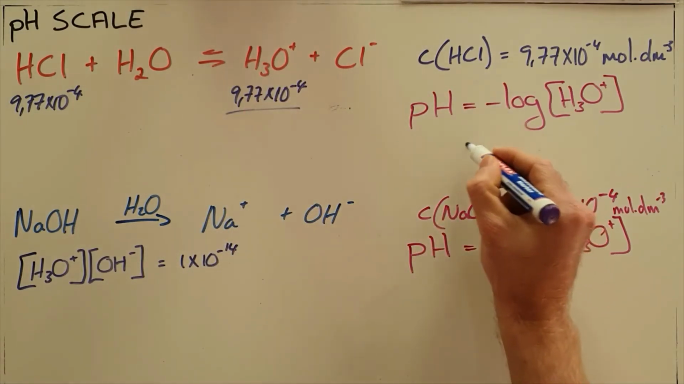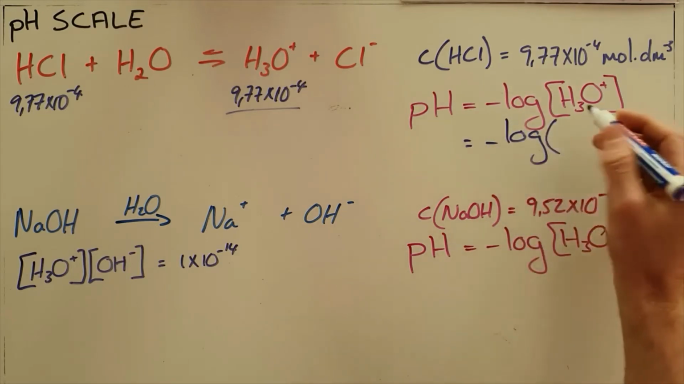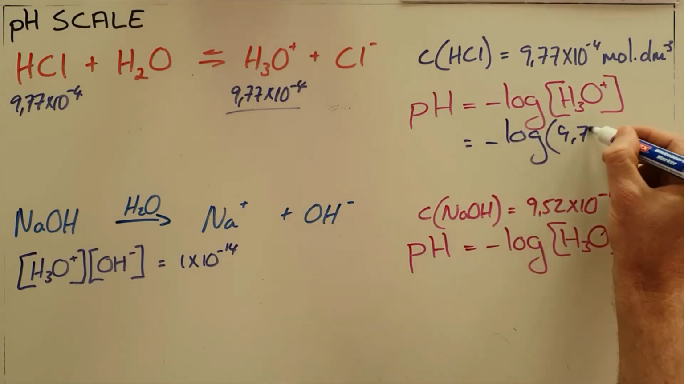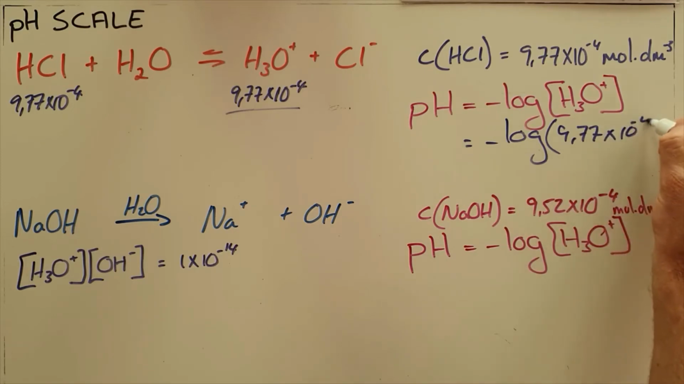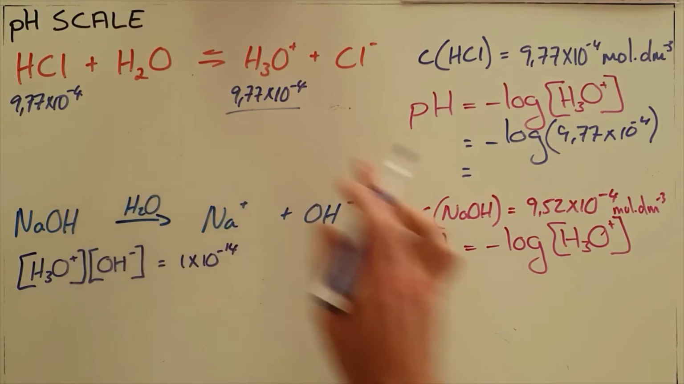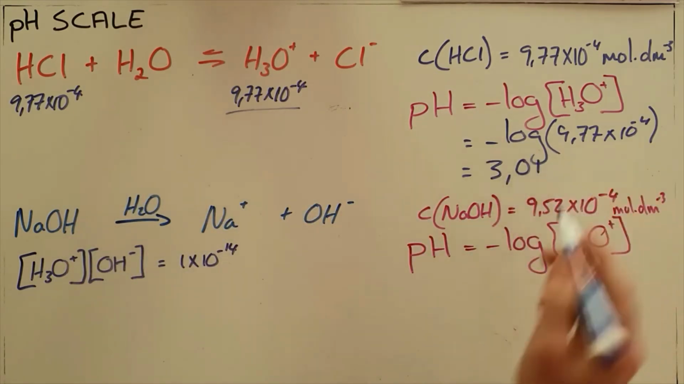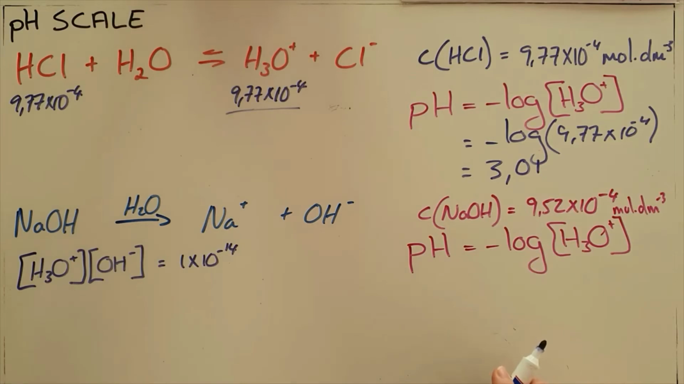which means that we can use our pH calculation over here, the negative log of that hydronium concentration, 9.77 times 10 to the minus 4 moles per cubic decimeter, to find that the pH for this hydrochloric acid solution is 3.01, which we can see is a pH of a fairly strong acid.